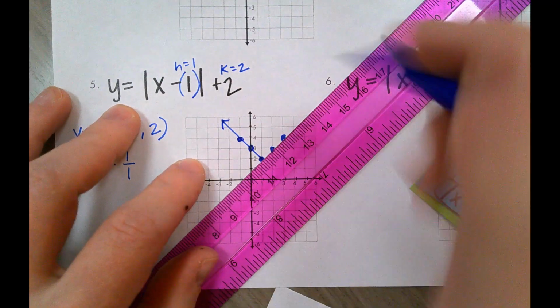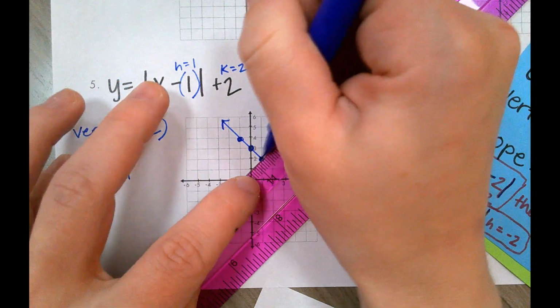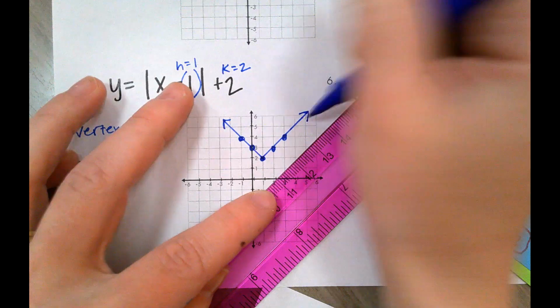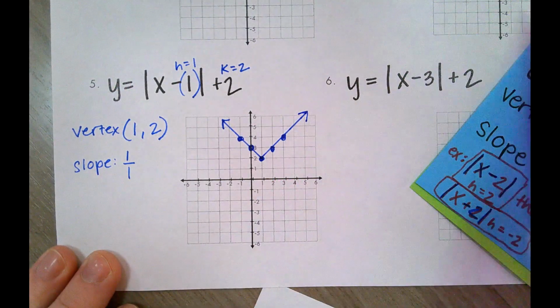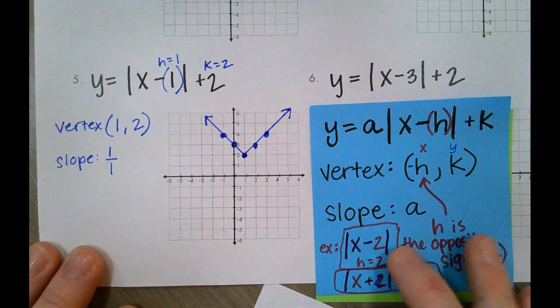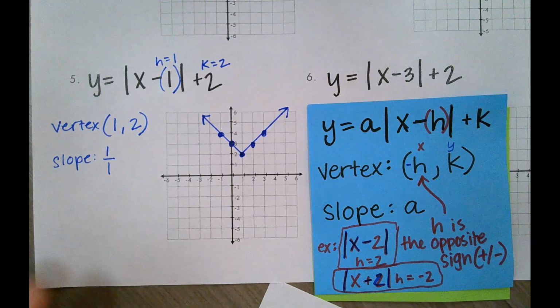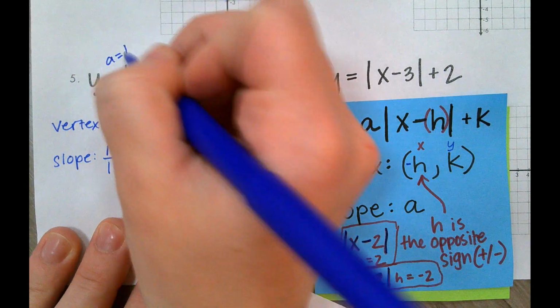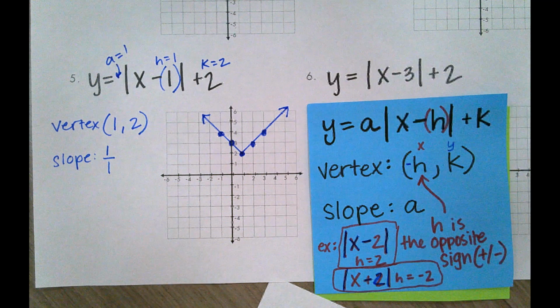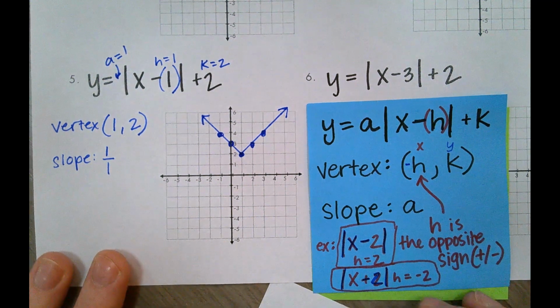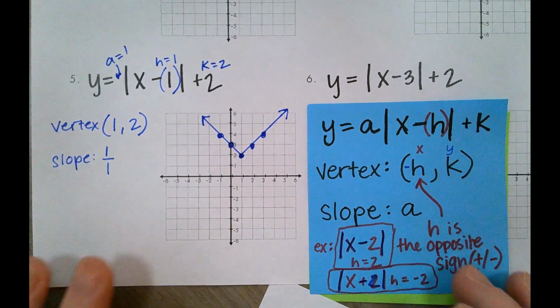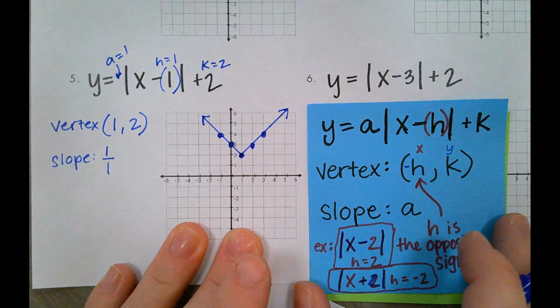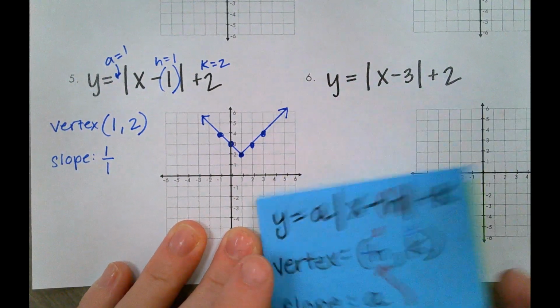Last problem on this page before we make our guide. So we got number 5 done, and I'll put A1. So for number 6, how can I find my vertex?